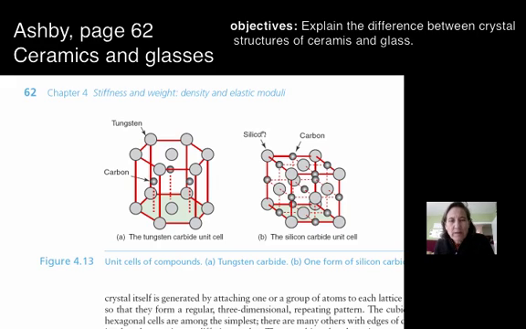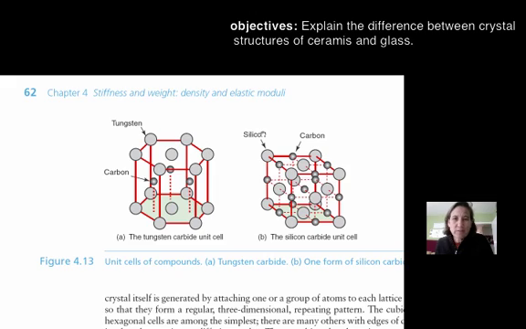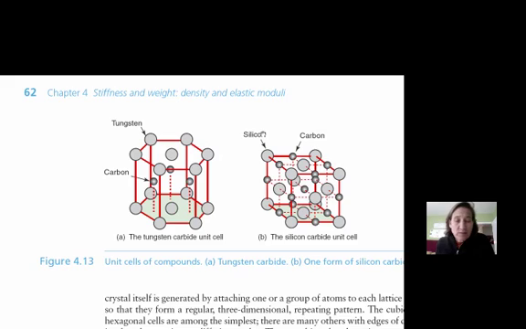This video is about the difference between ceramic and glass crystal structure compared to other crystal structures. So we looked at crystal structures in general, and you saw that materials that are crystalline are materials that have a regular repeating structure of their atoms. Oftentimes that's described as being in kind of a lattice or a 3D network of atom cores.